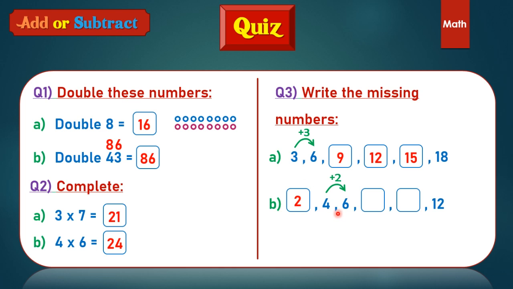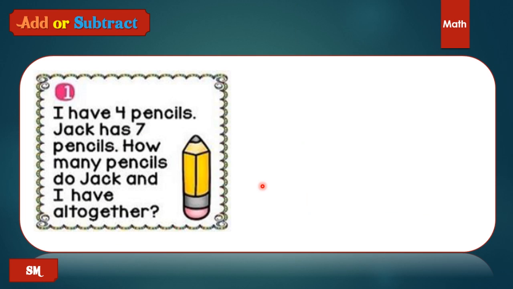Now I want the number after 6. Now we are gonna add 2. Now 6 plus 2. Count after 6 2 times. After 6, 7, 8. After 8, 9, 10. After 10, 11, 12. Did you get it right? Did you get all of them right? Excellent. You're super. Now, let's get our first story here.